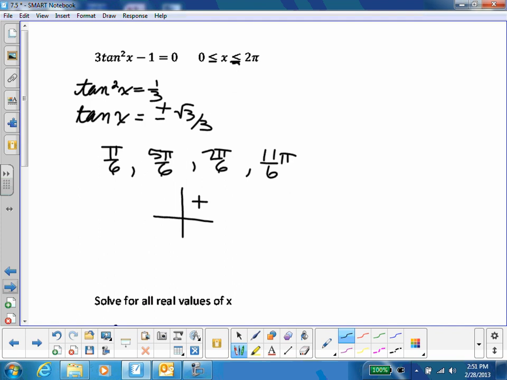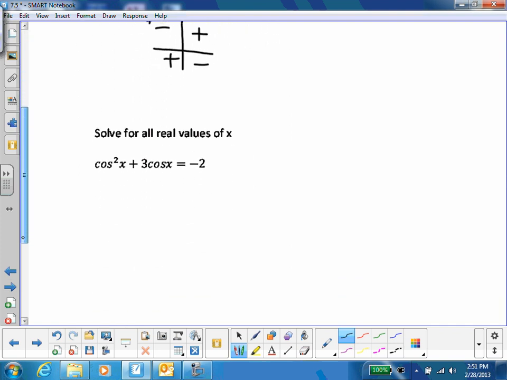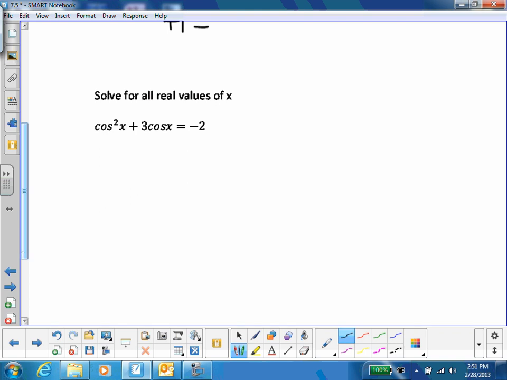It's positive here and here, negative here and here. So you are right. We're using all 4 quadrants. Yes, ma'am. Because when I take the square root of 1/3, I have to rationalize it. Yes, these are your negative values, and these ones are your positive values. Okay, try the next one.